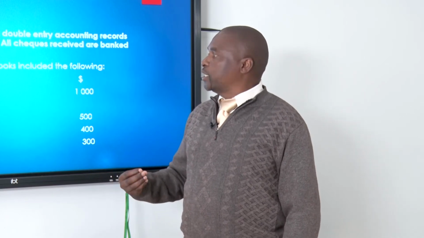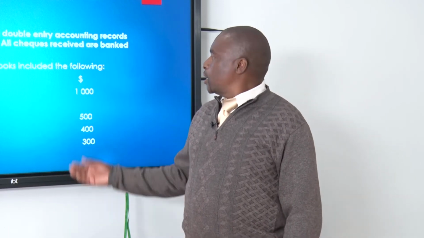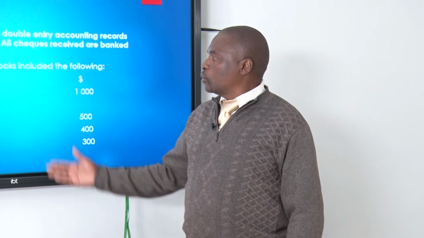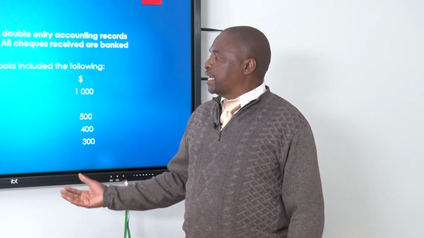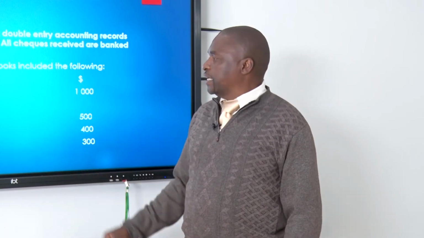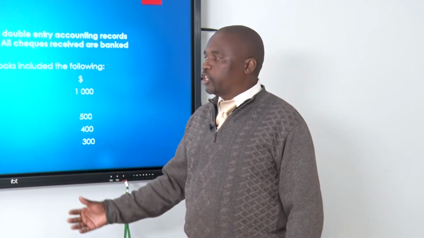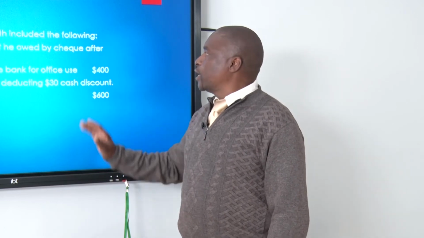All checks received are banked on the same day. Right. What happened? On 1 January 2020, balances in his books included the following. There were debtors of 1,000, who was M. Joyce. Creditors, there was Ruth, 500. Cash and bank. I'm sure now you understand cash and bank. So these are the balances on the first day of the month.